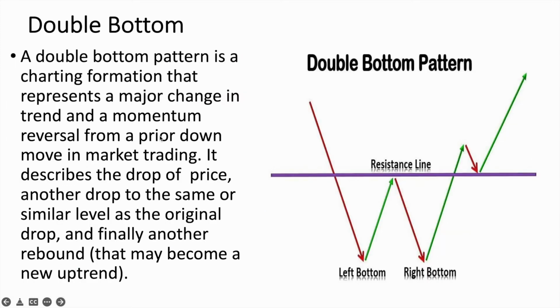The double bottom is just an inverse of the double top. A double bottom pattern is a charting formation that represents a major change in trend and a momentum reversal from a prior down move in market trading. It describes the drop of price, another drop to the same or similar level as the original drop, and finally another rebound that may become a new uptrend.